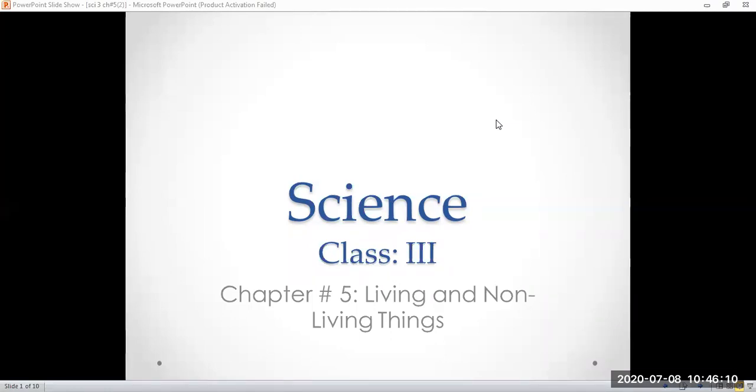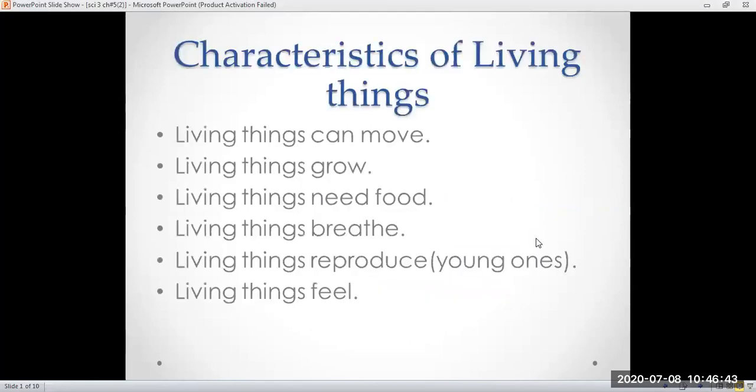Natural non-living things are those which occur naturally in our world, like mountains, sun, stars. These are called the natural non-living things, and some non-living things are man-made. Man-made non-living things are those like a chair, table, your bed, sofa, pencil, book. All these things which are made by man are known as the man-made non-living things.